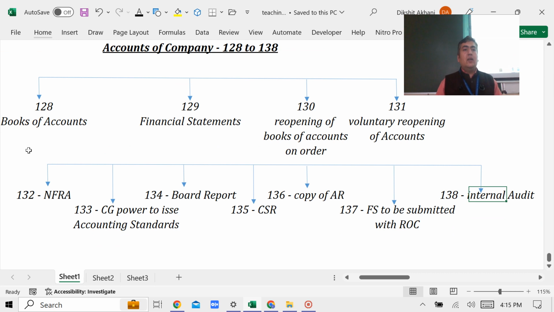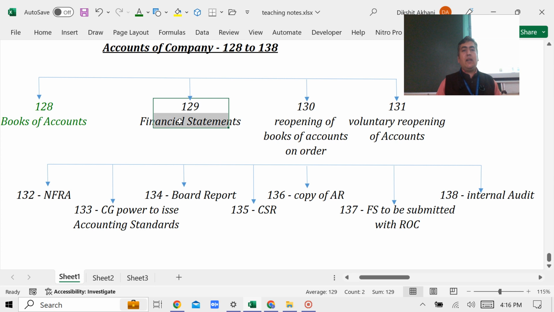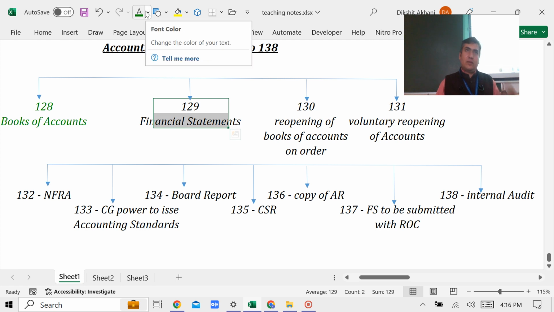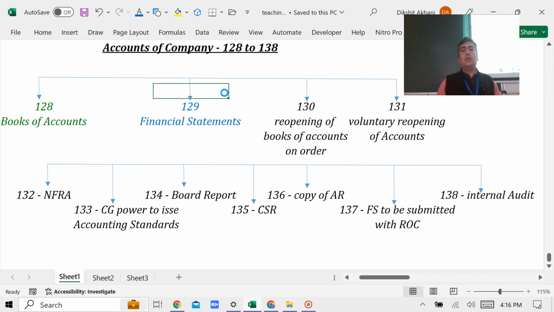Okay, so 128 is very important because many questions have been asked out of this 128. So keep it green, guys. Very substantial. 129, I would like to give just 3 stars. Some questions are there, so I would like to keep it as blue. Blue means 3, green means 5, red means okay. You can leave that. 130, you can give it like blue.